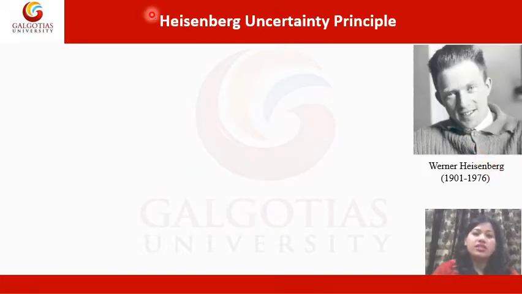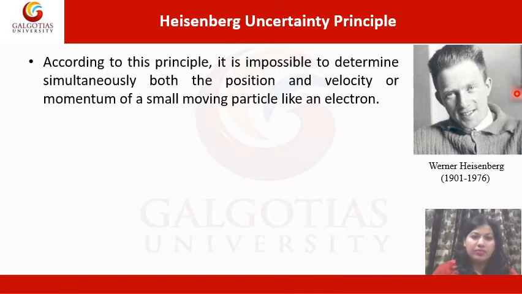First, we discuss Heisenberg's uncertainty principle. According to this principle, it is impossible to determine simultaneously both the position and velocity or momentum of a small moving particle like an electron.